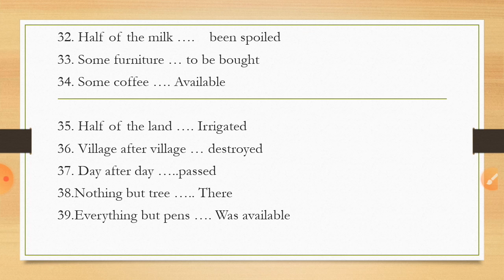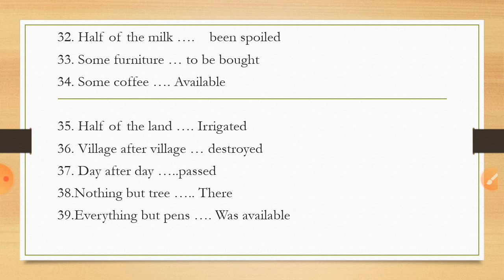Next 30, here we use a different rule. Half of the milk has been spoiled. Okay, half of the milk, one third, one fourth, whatever. So here we use singular verb. Next, some furniture is to be bought. Okay, so whenever you use some, make sure that you are going to use singular. Some coffee is available.